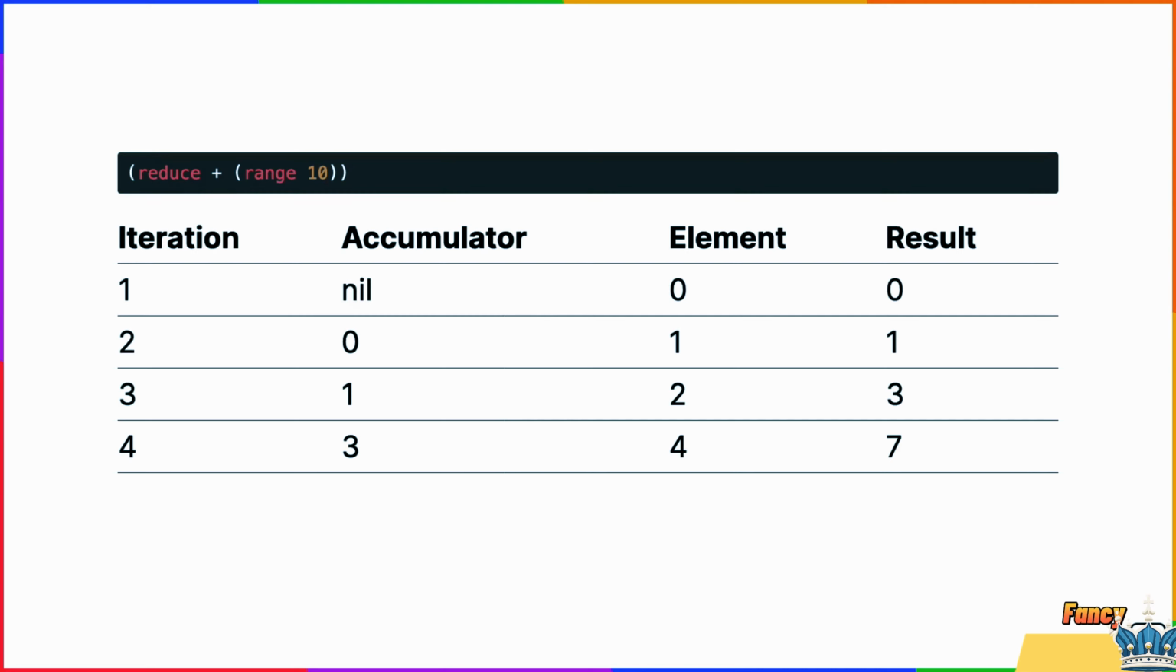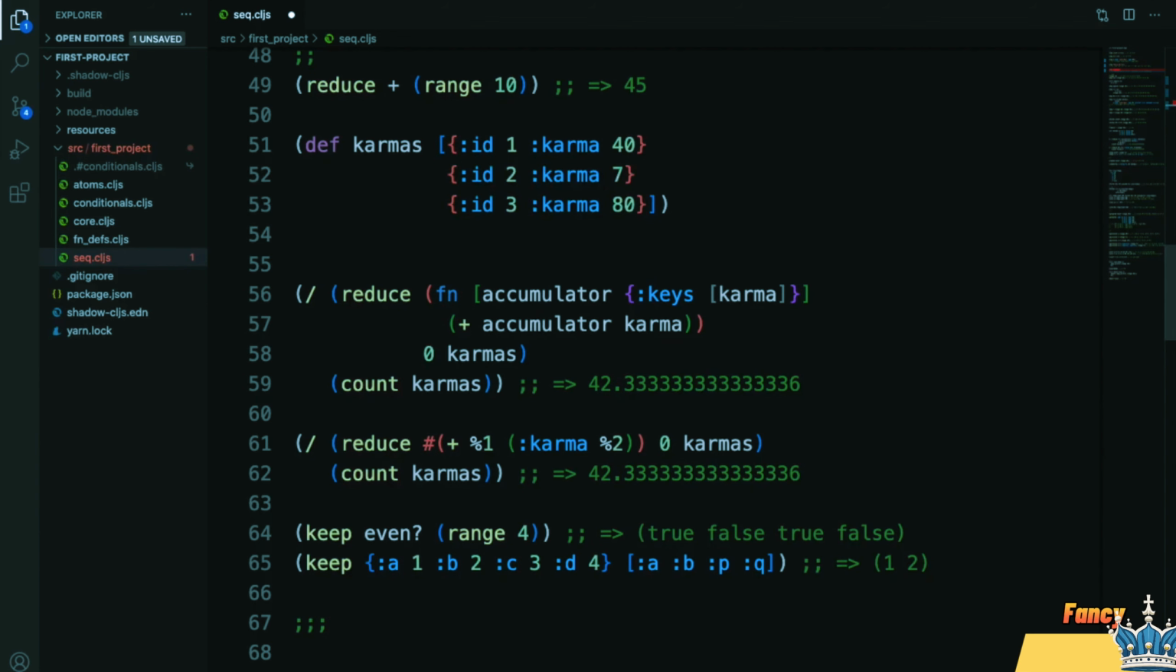In the first iteration, the function plus is applied to nil, the initial value, and the first element of the list, that is 0. And this result becomes the new accumulator. In the next pass, the function is applied to the last accumulator 0 and the next element 1. The resulting value 1 becomes the next accumulator, and the process continues until the sequence is exhausted. All these structuring concepts we have studied so far are valid in conjunction with reduce and all other sequence operations.